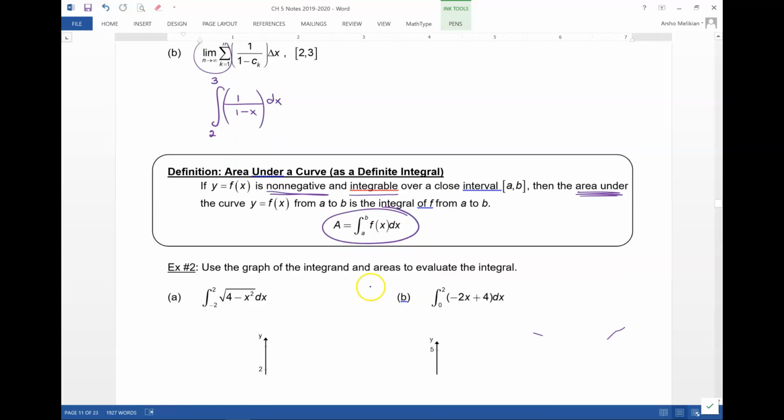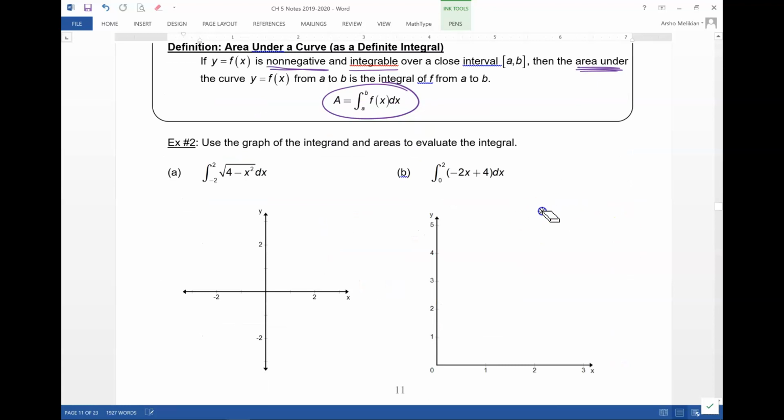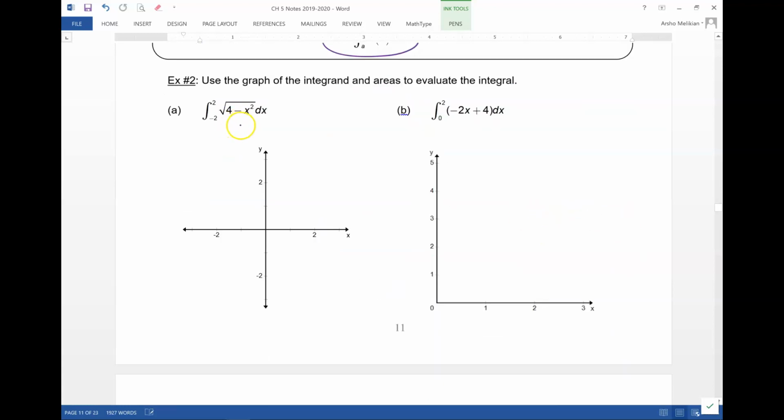Okay. So take a look here for a minute. We have a function f of x is the root of 4 minus x squared. What shape is that going to look like? Semicircle with a radius of 2. So you have to know this. Okay, you have to know this. So what this is telling me is find the area under this curve.